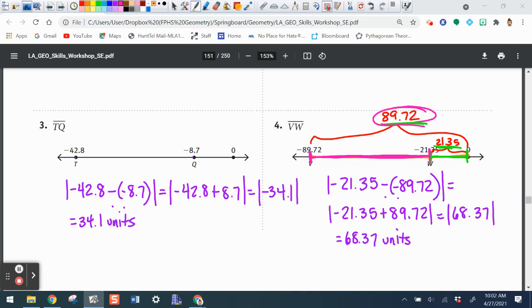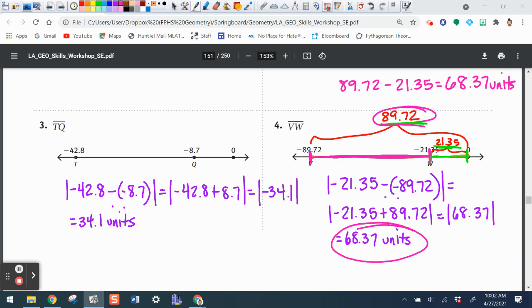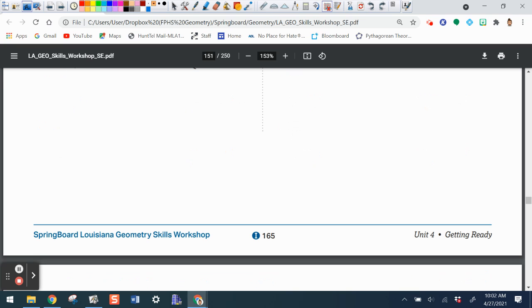So if we take the total largest segment, 89.72, and subtract this portion, 21.35, we will get that same distance we found here utilizing absolute value. We'll get 68.37 units. This is the segment addition postulate. Even though we utilize subtraction here, VW plus W0 is the length from V to 0. So utilizing it in another way, even on the number line, the segment addition postulate leads us into our next section on item 5.